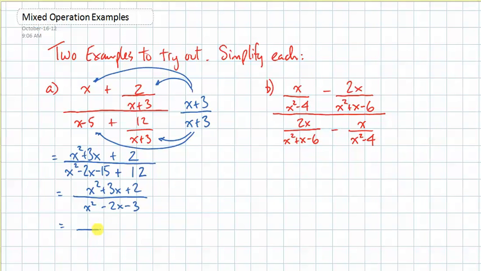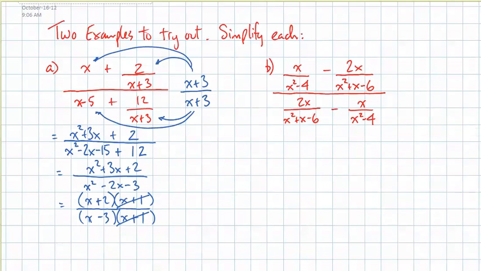Now, we cannot cancel these x squareds, they're not common factors. But there may be an additional factor. Let's see if we can factor this into two binomials. Product of 2, sum of 3. That would be 2 and 1. On the denominator, x and x. Product of negative 3, sum of negative 2. That would be negative 3 and positive 1. Notice that I have two binomials that I can divide out that are in common, and I'm left with the simplified x plus 2 over x minus 3. That's my final simplified answer.